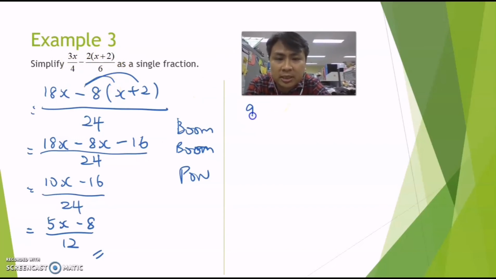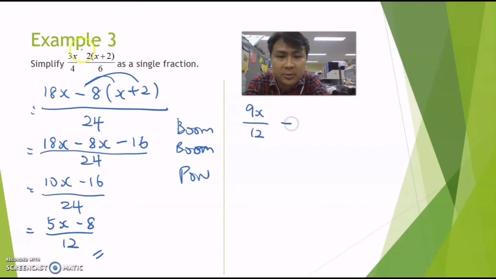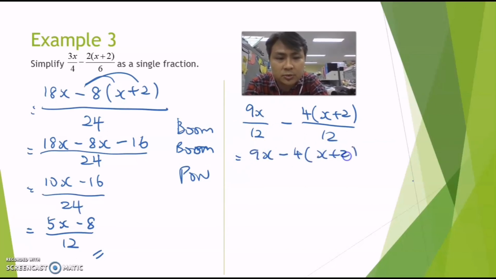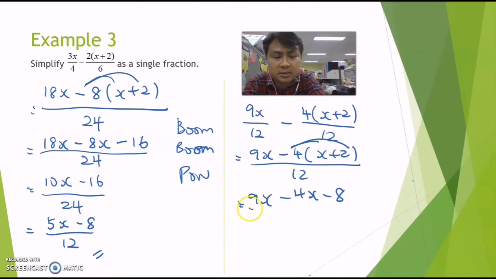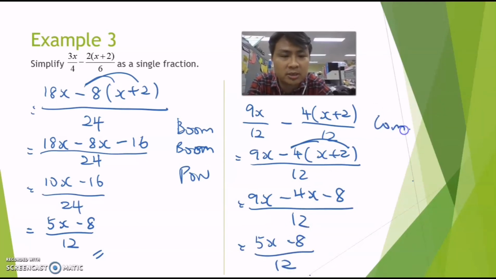So if I multiply by 3, I'll get 9x over 12. Okay, minus, if I multiply by 2, right, 2 times 2 will give me 4. So 4 multiplied by x plus 2 over 12. I can do this as well. Right? Then after this, I'll just combine them together. So when I combine them, it becomes 9x minus 4 bracket x plus 2 over 12. Right? Okay, the next step is the same. You just apply the distributive law. So I'll get 9x minus 4x. Okay, negative times positive, negative. So I'll get minus 8 over 12. Okay, then simplify. I'll get 5x minus 8 over 12. Okay, this is using the common denominator method.